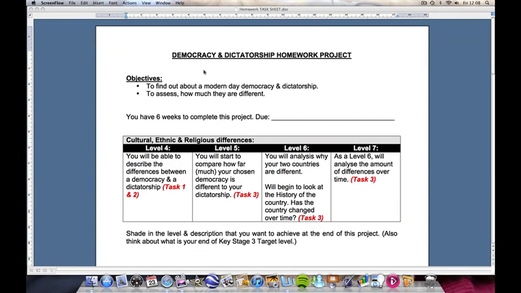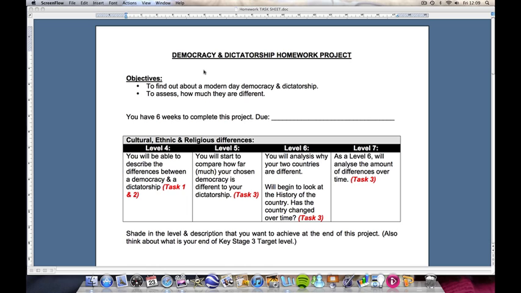This is the support presentation for the Year 9 Democracy and Dictatorship homework project. The objectives of this activity are to compare a modern day democracy and a modern day dictatorship, and then to assess how they are similar and how they are different. Normally your teacher will set you 6 weeks or half a term to complete this particular project.